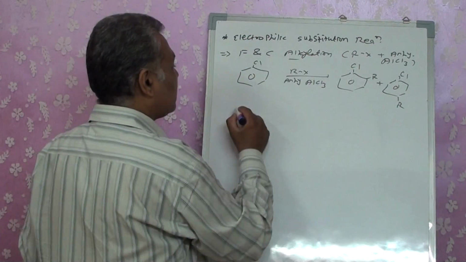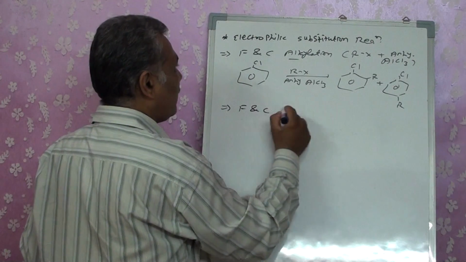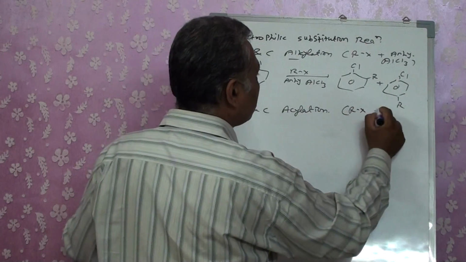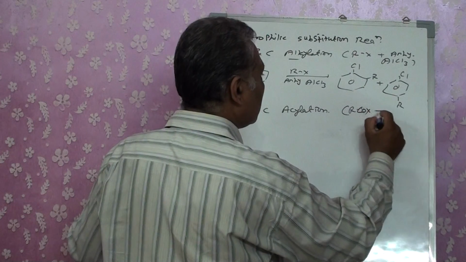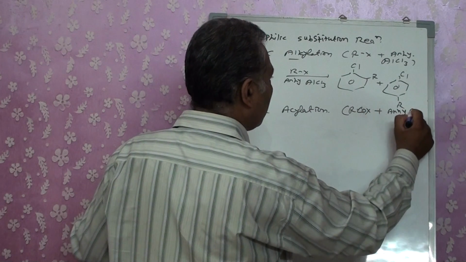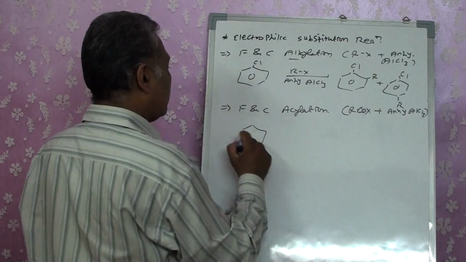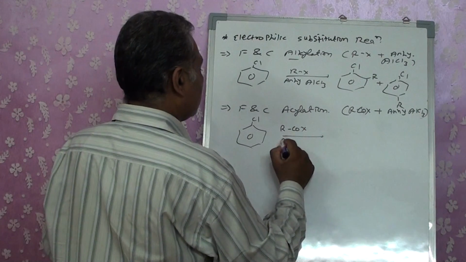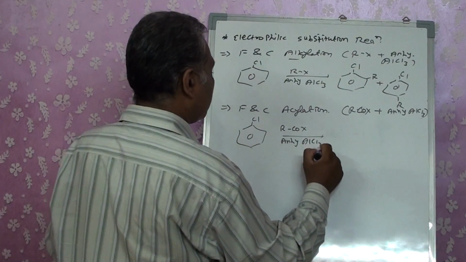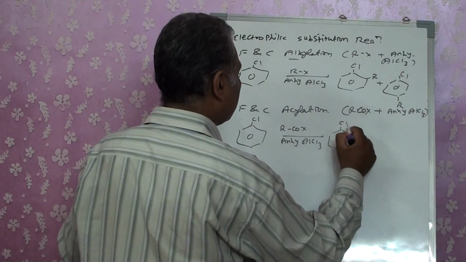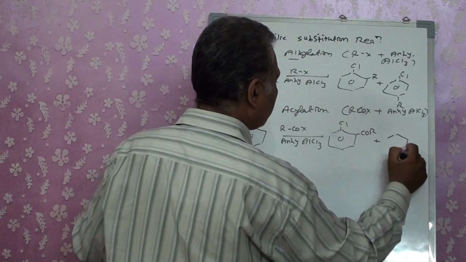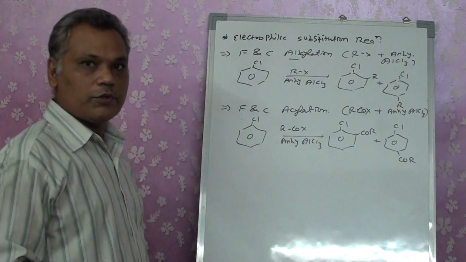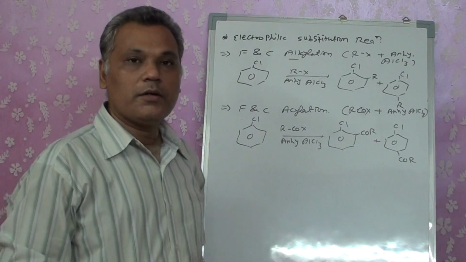Right? Now this is alkylation, and we also have Friedel-Crafts acylation. Acylation means we will have RCOX plus anhydrous AlCl3. So particularly when this reaction is carried out with RCOX and anhydrous AlCl3, the product we get has COR attached to it. R can be any alkyl group, any long chain carbon atom. So we will be getting ortho-para products.